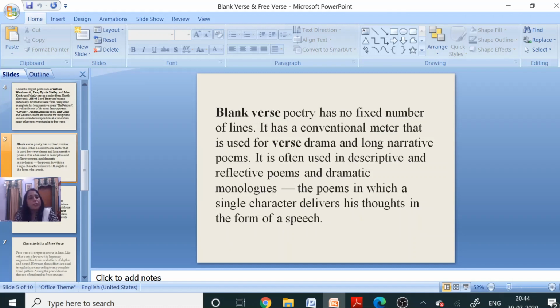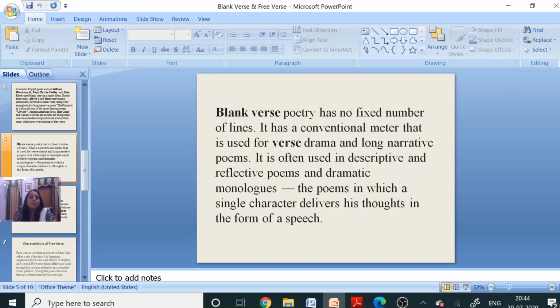So these writers were composing in blank verse. If you ask the question, how long is a blank verse poem, then one can say that blank verse poetry has no fixed number of lines. It has a conventional meter, that is iambic pentameter, which is used for verse drama, and it is majorly used in long narrative poems, in descriptive and reflective poems, dramatic monologues.